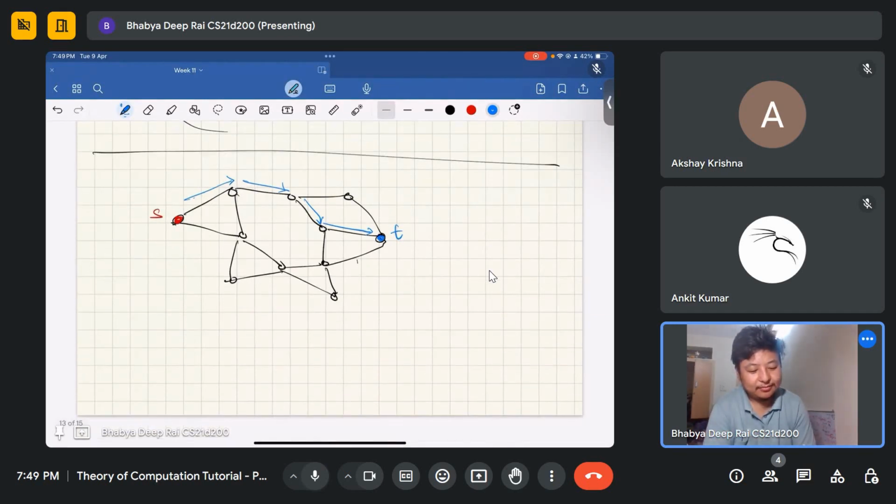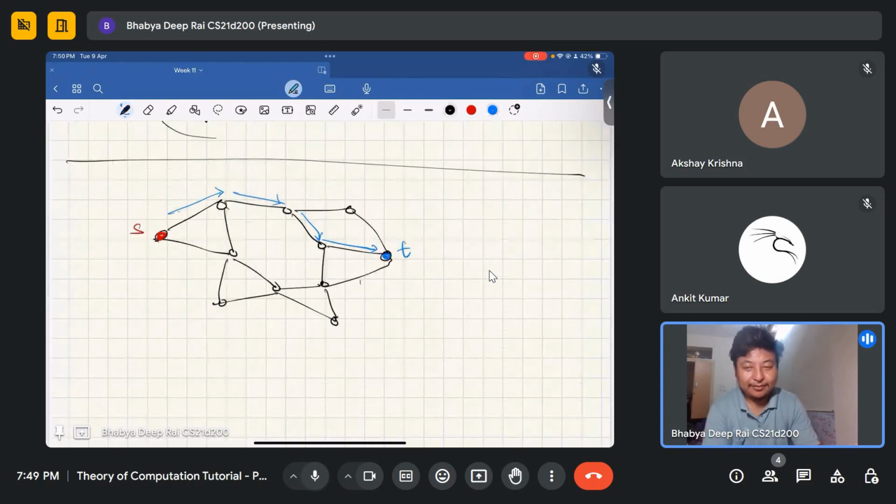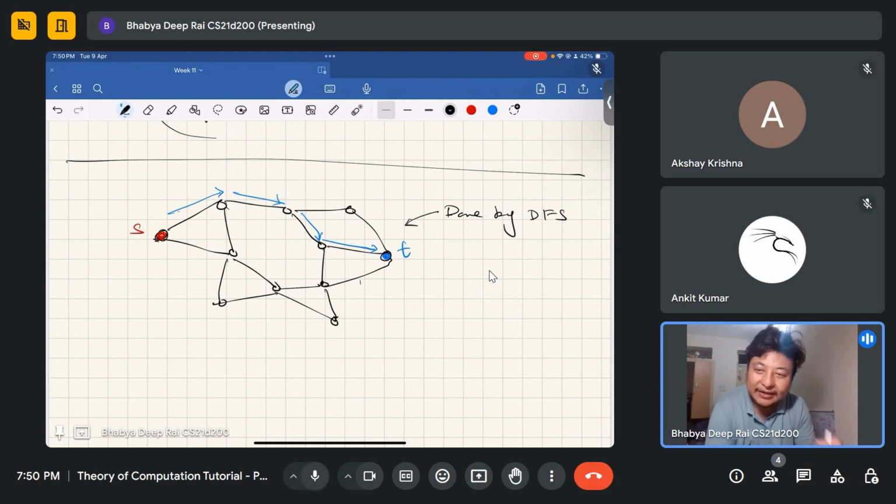Okay, so, well, actually, this is a simpler problem than the cycle problem. We don't even need to modify the DFS much. So this can be done by DFS. What I'll do is explore. I'll start from S, and then I'll start my DFS traversal.